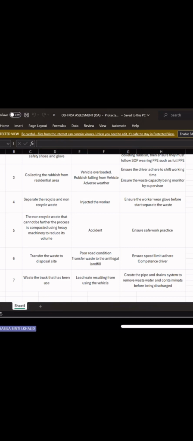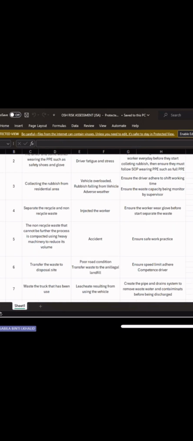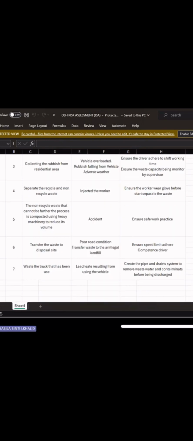For the hazard, leachate resulting from using the vehicle, the control measure is to create a pipe and drain system to remove waste water and contaminated material before being discharged. That's all from me, and thank you.